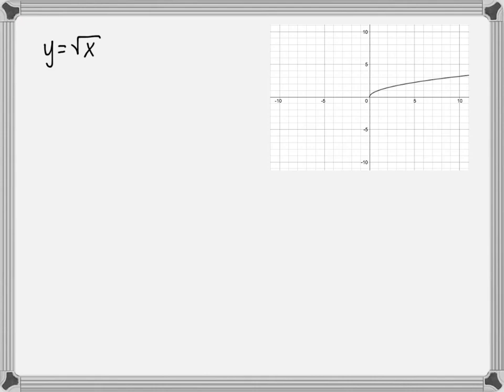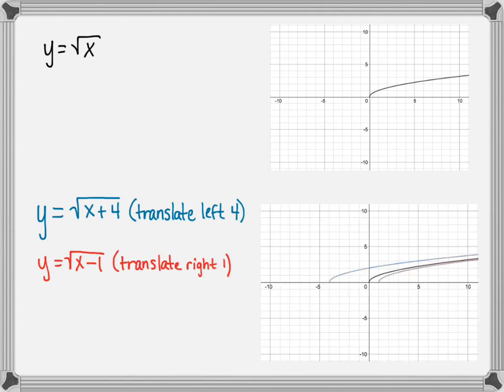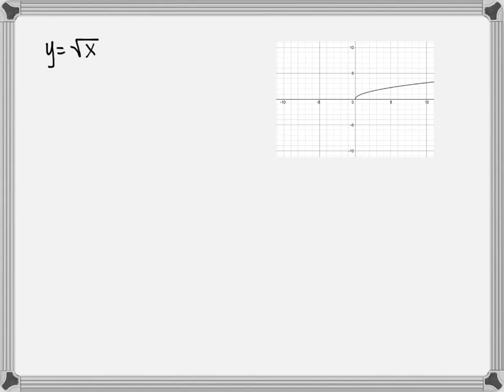Back to our parent function, y equals the square root of x. Y equals the square root of x plus 4, with everything inside the square root symbol. From the graph, we can see that this is a translation left 4. Y equals the square root of x minus 1. From the red graph, a translation right 1. Back to our parent function.